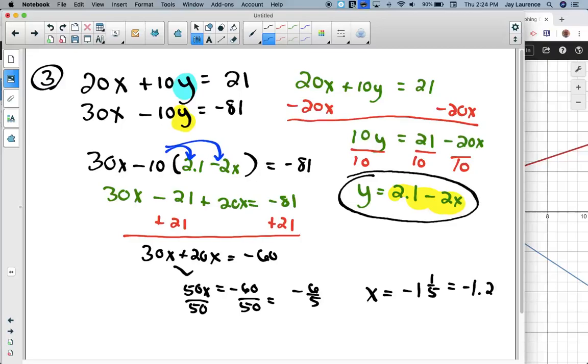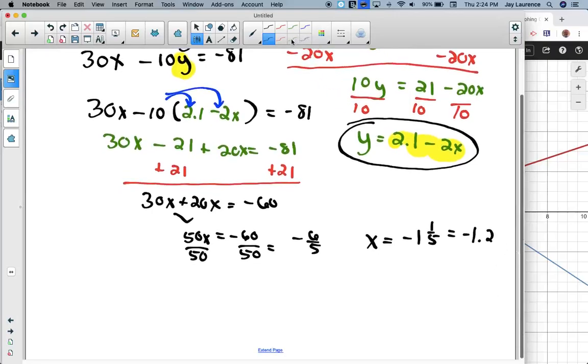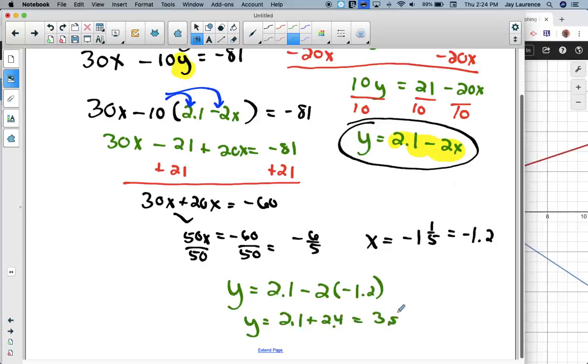You'll always have an equation in substitution at this point in the problem that says y equals or x equals, depending on the variable you haven't solved for yet. It will be in that form every single time. So I'm going to take y equals 2 1/10 minus 2 times negative 1 2/10. And when I do that, I'm going to get 2 1/10 plus 2 4/10, which of course equals 3 5/10.